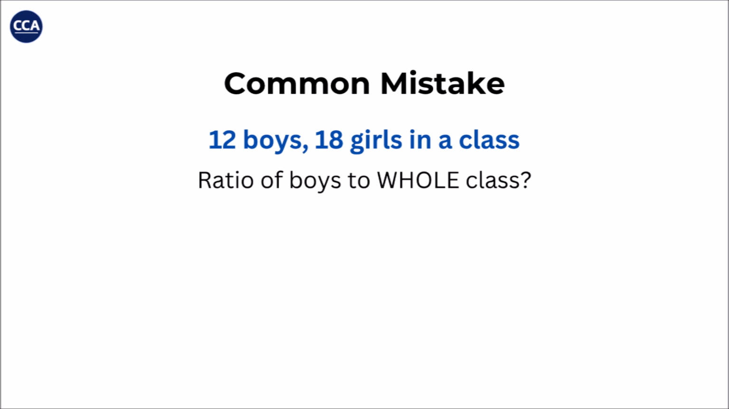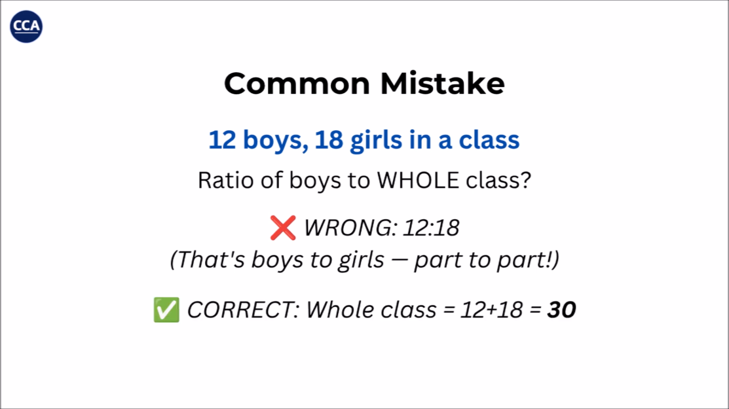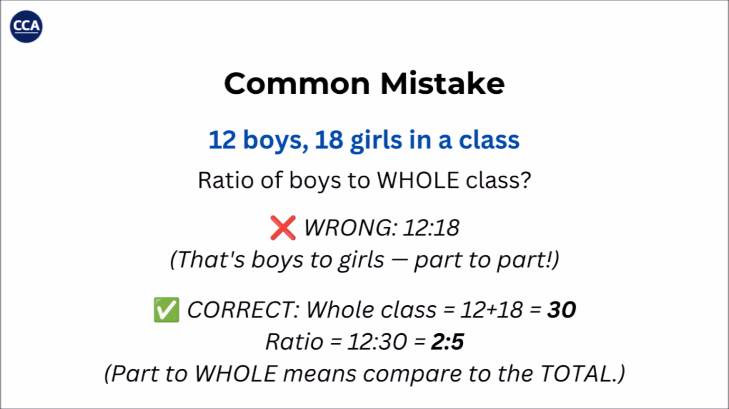A class has 12 boys and 18 girls. A student writes, the ratio of boys to the whole class is 12:18. That is wrong. The whole class is 12 plus 18 equals 30. The correct ratio of boys to the whole class is 12:30, which simplifies to 2 to 5. The mistake is using the other part instead of the total. Part to whole means one part compared to all parts combined.